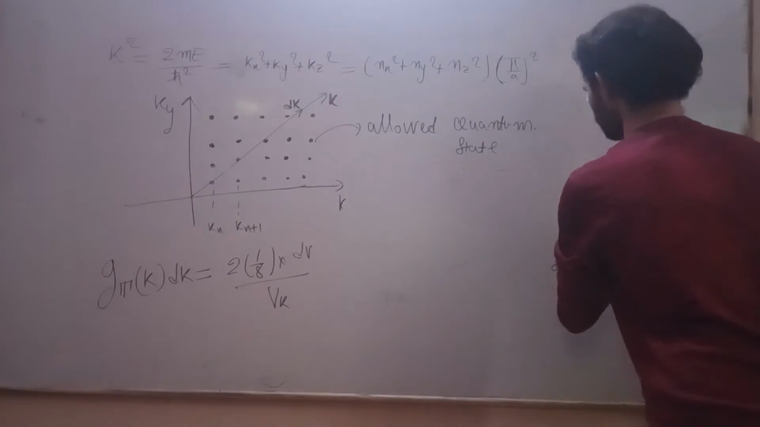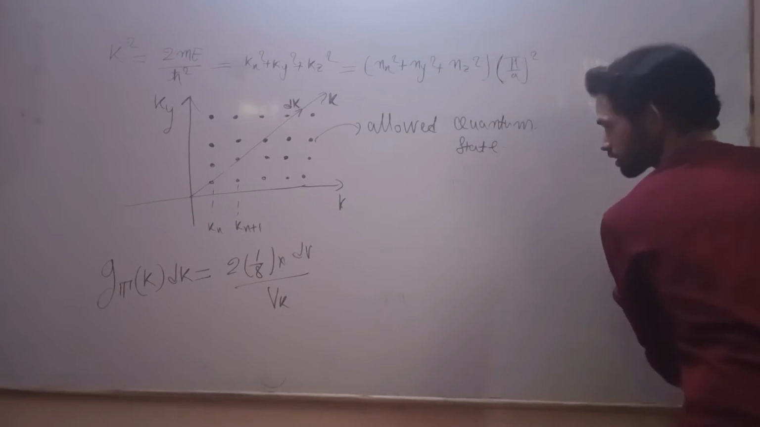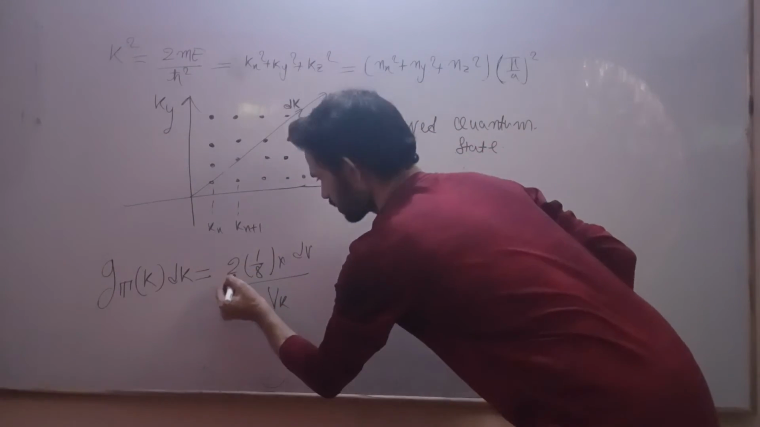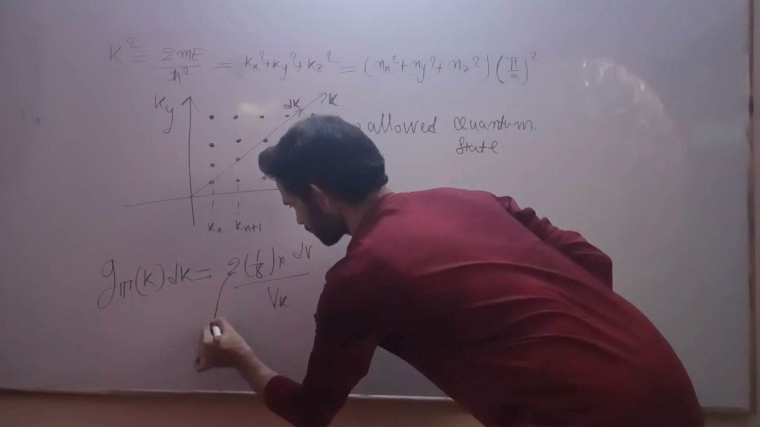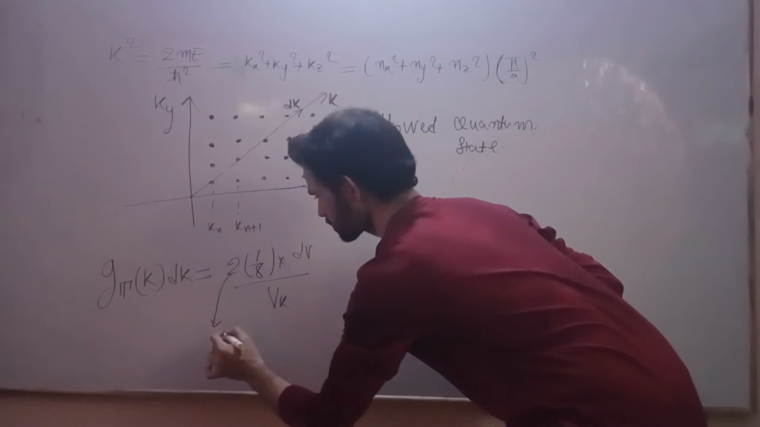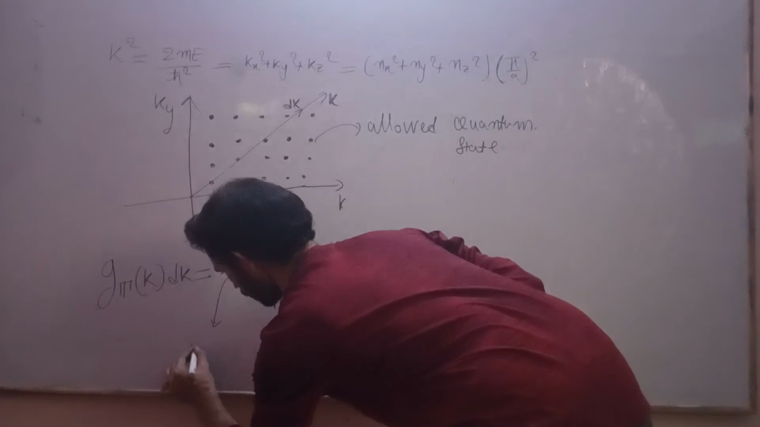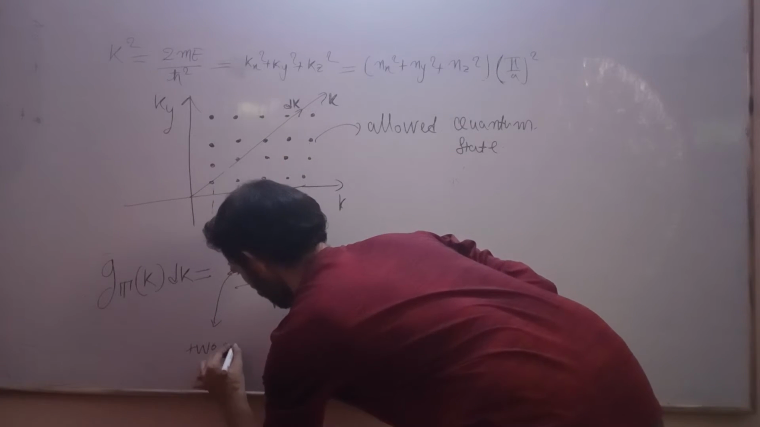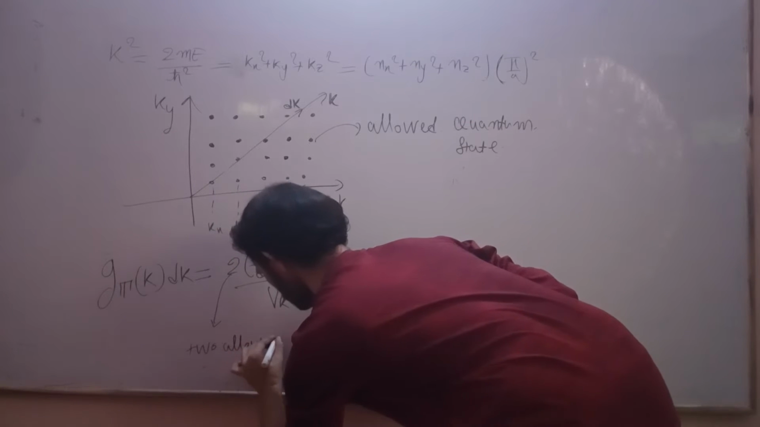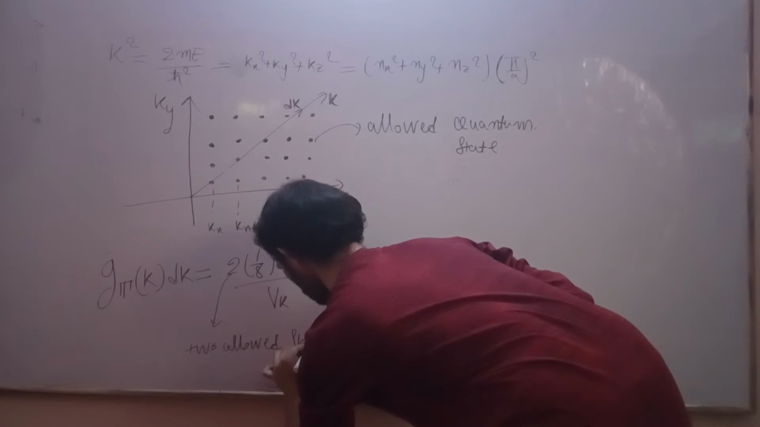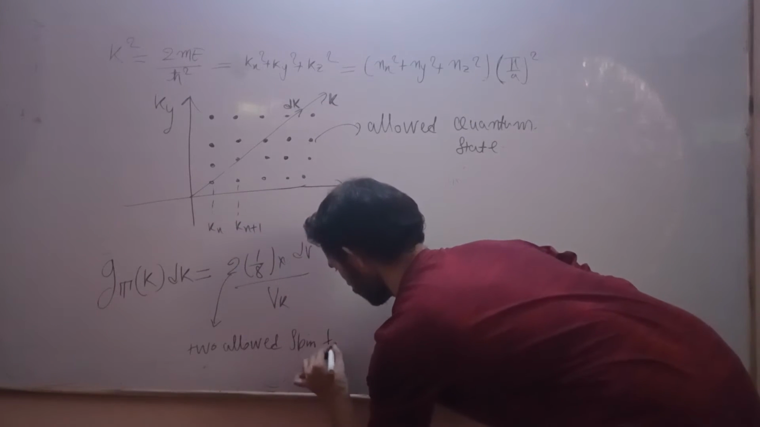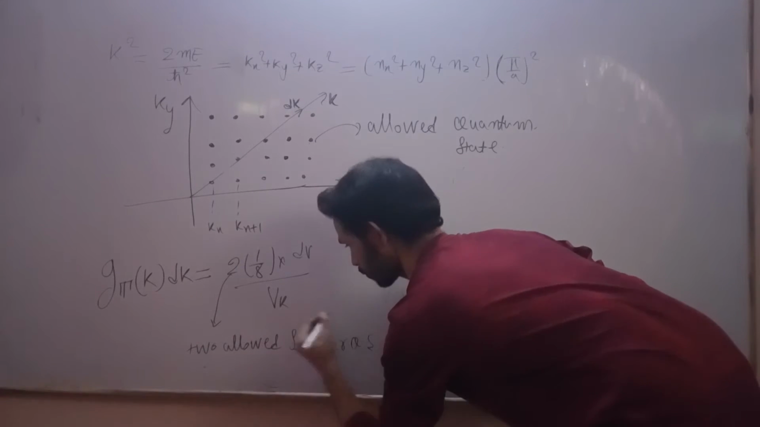Now see here, what is this 2? This 2 is nothing but, because each quantum state has two allowed spin. Okay, each quantum state has two allowed spin. These are the two allowed spin for quantum state, each quantum state.